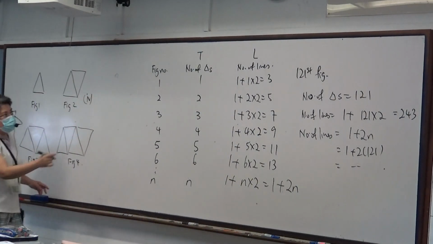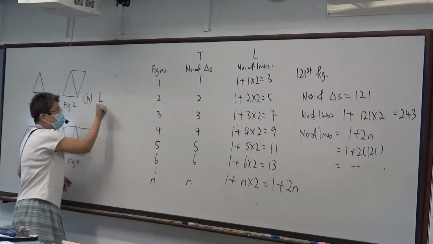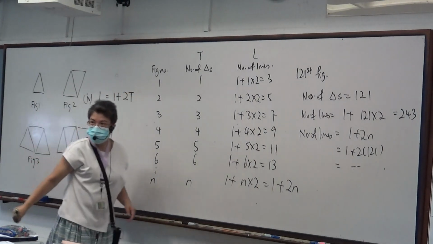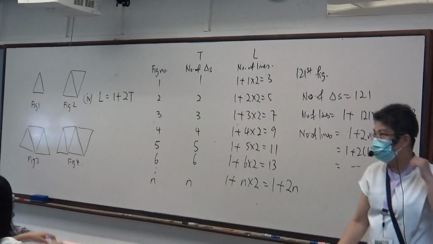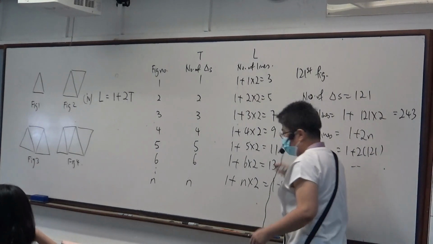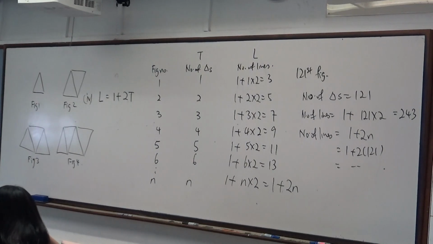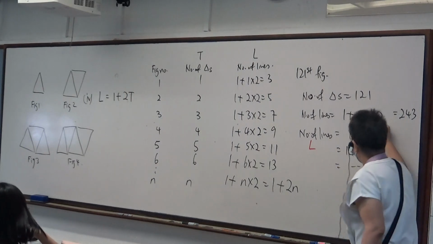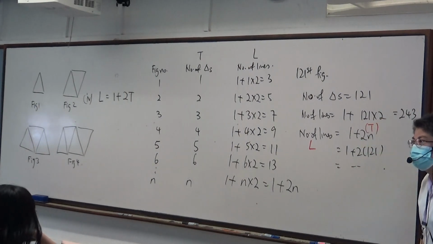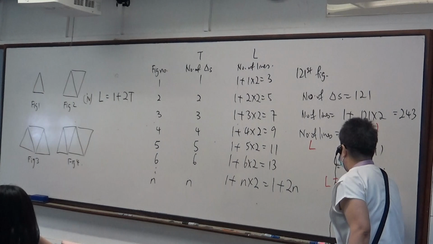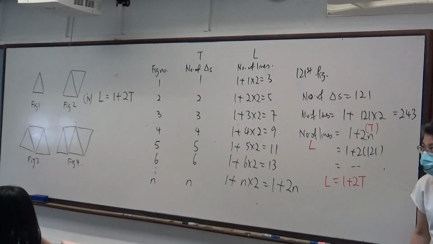Can you see that L must be 1 plus 2T. Can you see it? L must be 1 plus 2T, am I right? Do you understand what I'm talking about? Do you agree this is the number of lines? This is actually my L, right? Number of lines is my L, right? Number of triangles is actually here, right? Which is equivalent to the figure number. Agree? So I will have L equals 1 plus 2T. Are we clear? Okay?